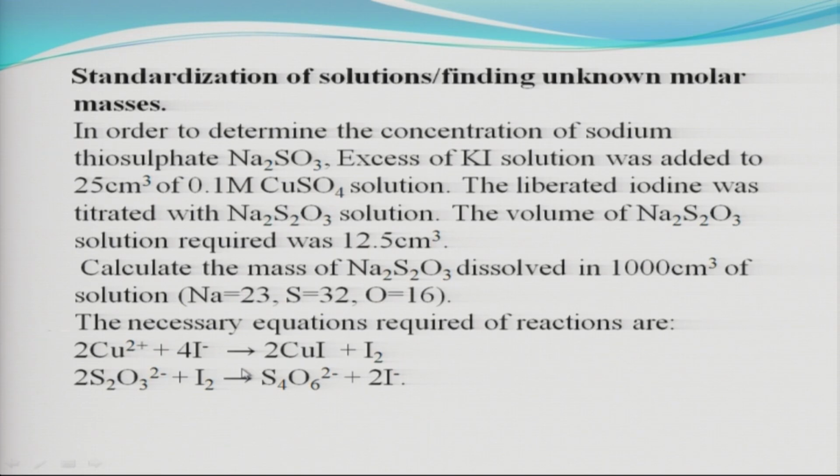Then you'll add your starch indicator, and it will change to blue-black. Then you titrate with sodium thiosulfate until it changes to white. Normally it has that white appearance, or we can call it colorless, at our end point. So you see this time iodine is disappearing. Let's see how we can calculate the mass. When they say calculate the mass of sodium thiosulfate dissolved in 1,000 centimeters cubed of solution, it means they are asking us to calculate the concentration in grams per liter.